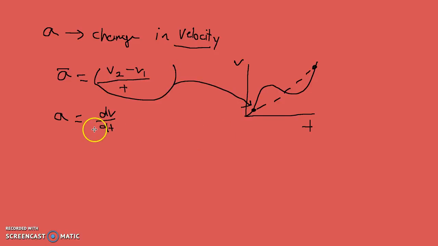Okay, and if I wanted to find the instantaneous acceleration, that would be the slope of a tangent line at any point. That would give us our instantaneous acceleration.